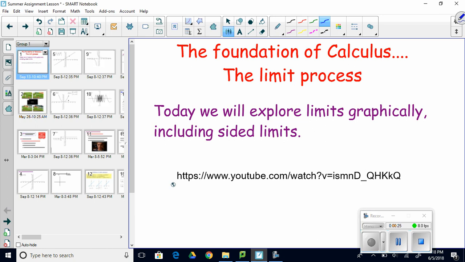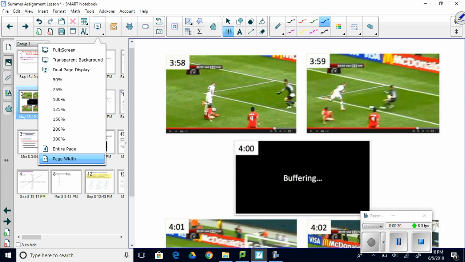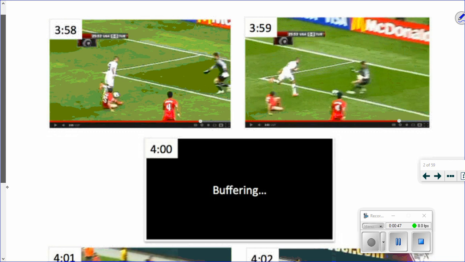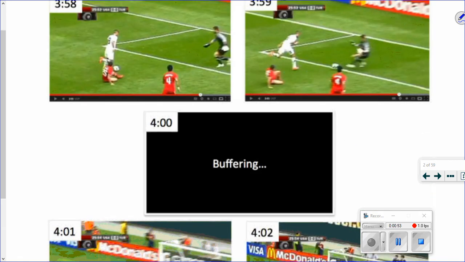If we look at an example, we have a soccer game. In this soccer game, you're watching it on TV, or watching it on the computer, and all of a sudden your computer buffers. Can you figure out what happened when it comes back on? That's what a limit is. A limit is not what actually happens in a location. It's what you expect to have happen based off of the before and after.